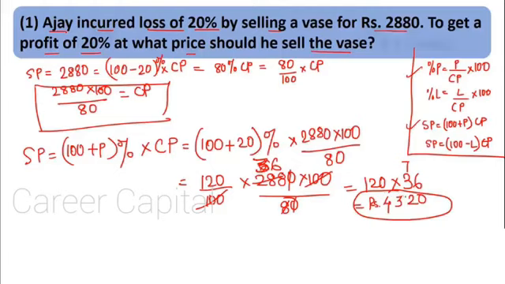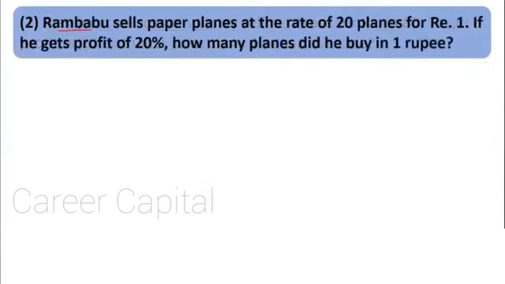Going to question number 2. Ram Babu sells paper planes at the rate of 20 planes for rupee 1. If he gets a profit of 20%, how many planes did he buy for 1 rupee? Now this looks a little bit complicated, but it is not, it is very easy. When I solve this, you will realize how easy it is. Now what are the formulas we saw?